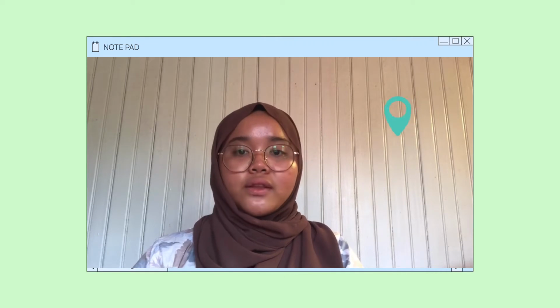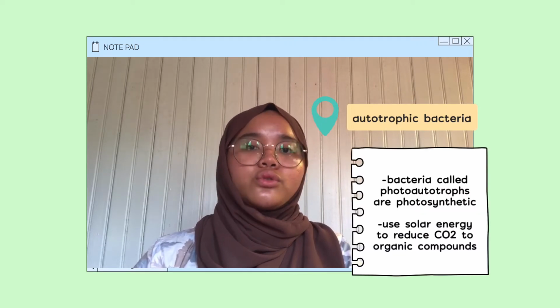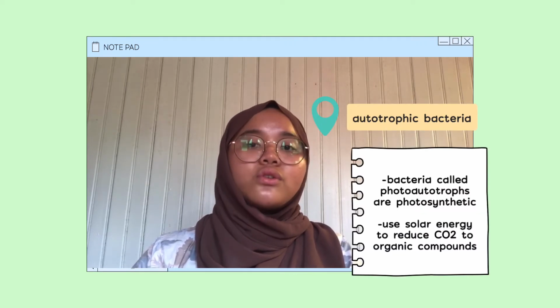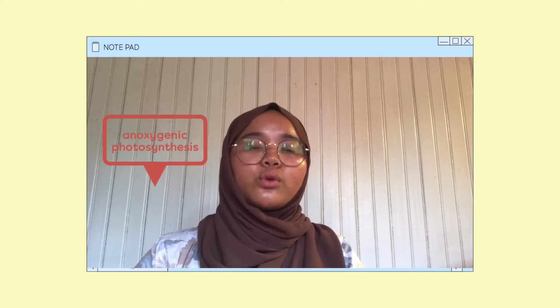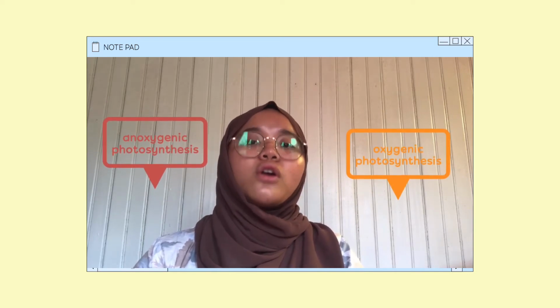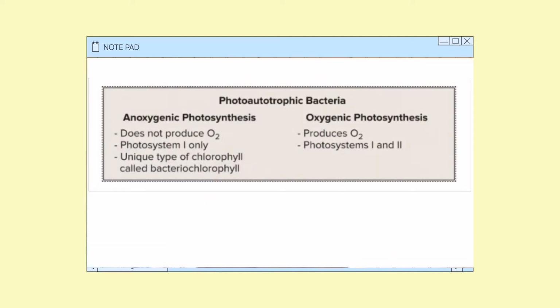Autotrophic bacteria called photoautotrophs are photosynthetic. They use solar energy to reduce carbon dioxide to organic compounds. There are two types of photoautotrophic bacteria, which are those that perform anoxygenic photosynthesis and those that perform oxygenic photosynthesis. Their characteristics are shown in the table below.